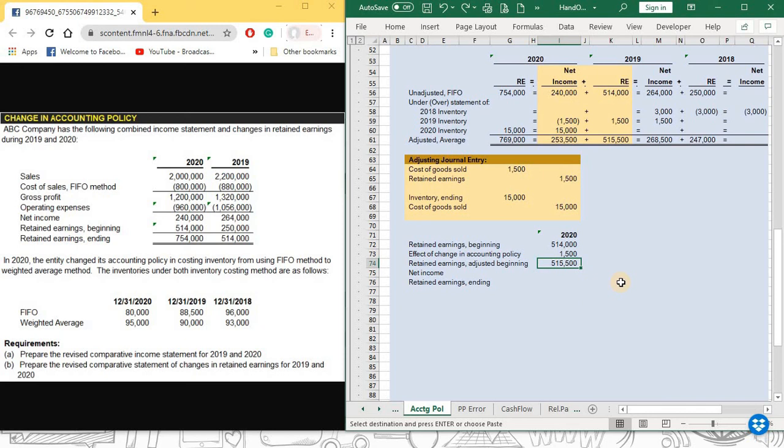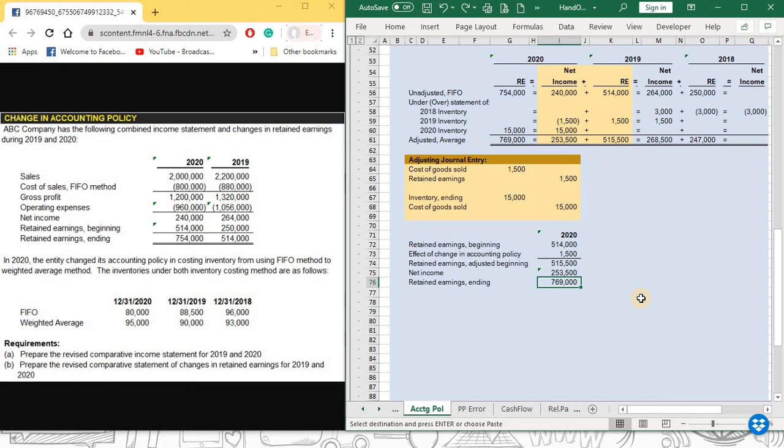Then we will add the net income for 2020. Which net income would be added to the 515,500? Is it 240,000 or 253,500? Of course, based on this table, the amount of net income that was added to 515,500 is 253,500. So 515,500 plus 253,500 equals the ending retained earnings adjusted of 769,000 pesos.